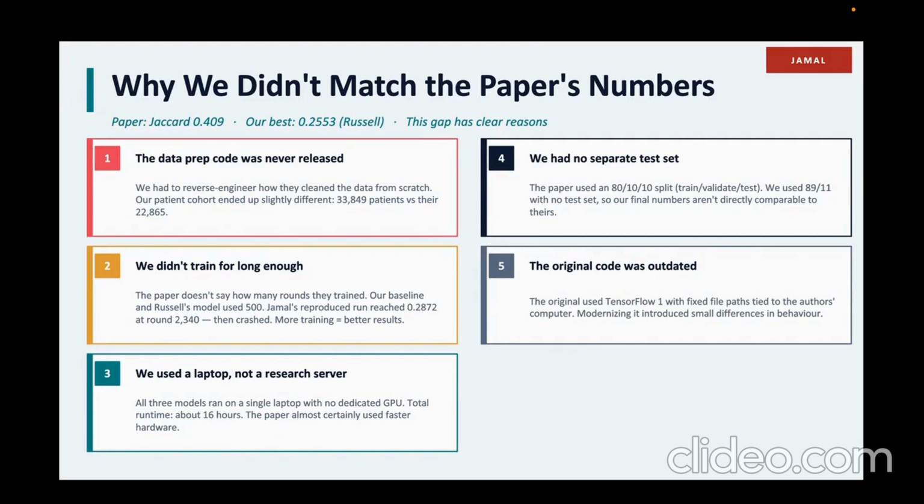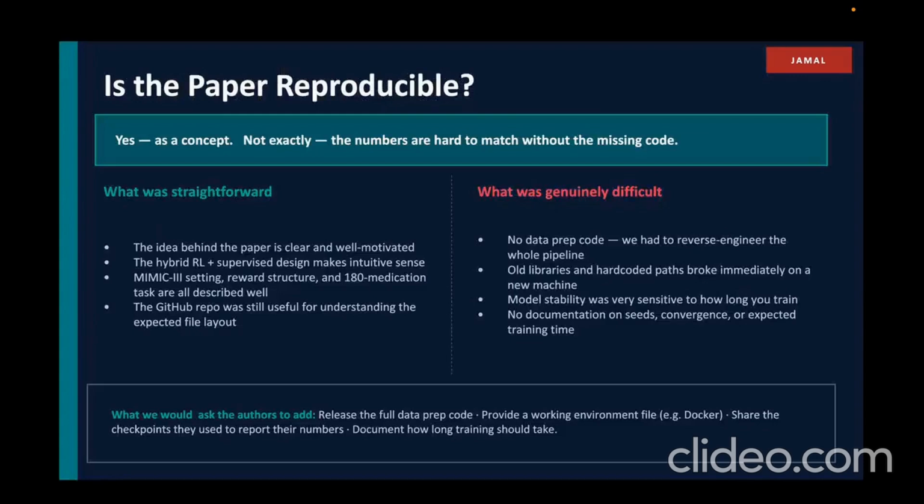We also use only training and validation. We don't use any test set data. So instead of using train, validate, and test, we only use train and validate. The original code was also very outdated, so we also had to modernize it and remove some of the code. So that kind of influenced our result.